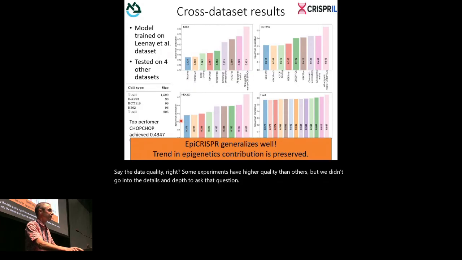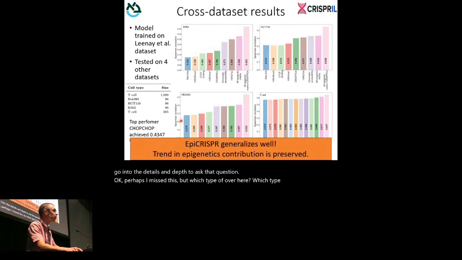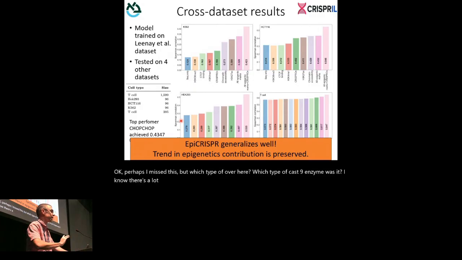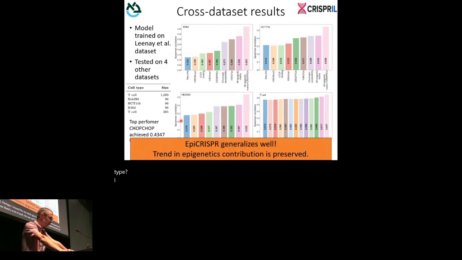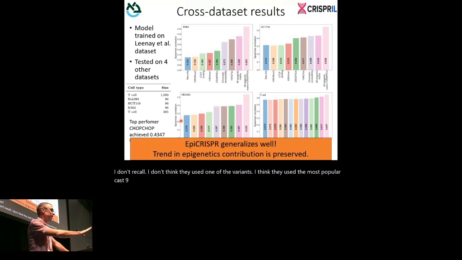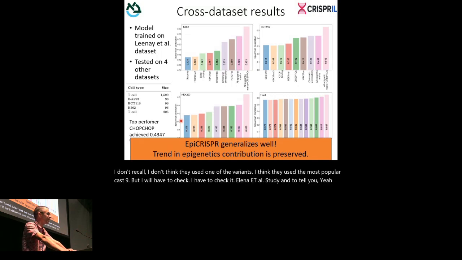Okay. Perhaps I missed this, but which type of Cas9 enzyme was it? I know there's a lot of variants. Was it high fidelity, enhanced specificity, wild type? I don't recall. I don't think they used one of the variants. I think they used the most popular Cas9, but I will have to check the Lina et al. study and tell you. Yeah, entirely fair. We should also talk after. Thanks.